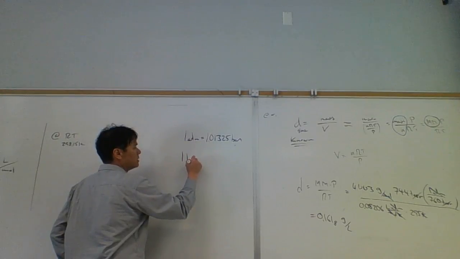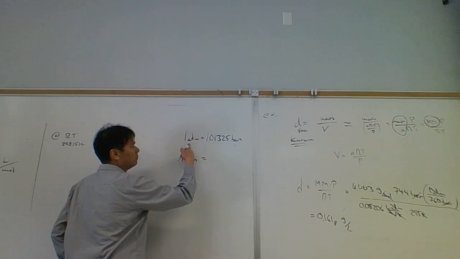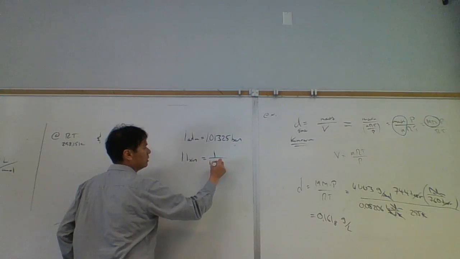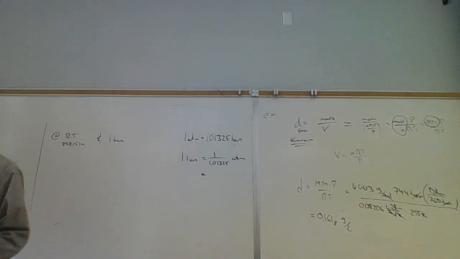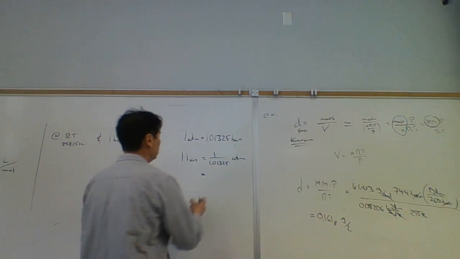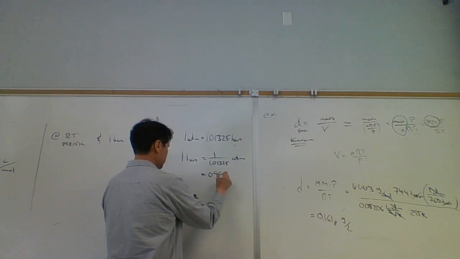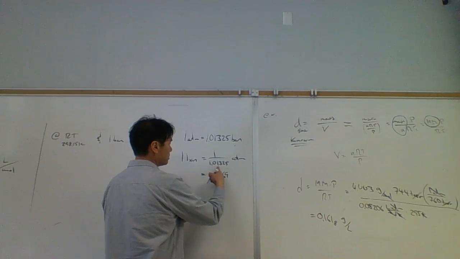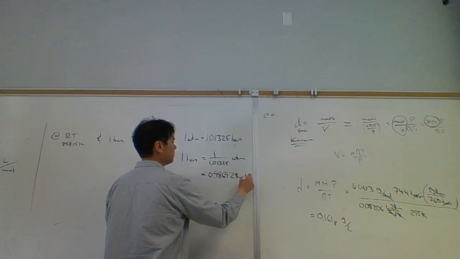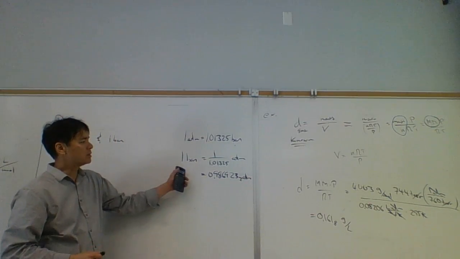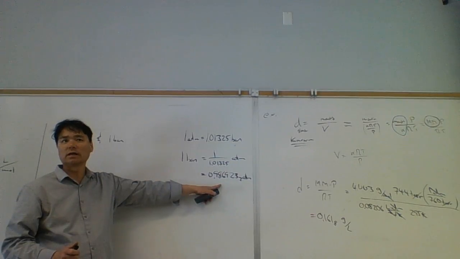And so 1 bar is equal to, we'll divide both sides by 101.325, so it's 1 over 101.325 atmospheres. So 1 divided by 101.325 is what? 0.98692, about six sig figs. And so 1 bar is slightly less than 1 atmosphere. Slightly less.